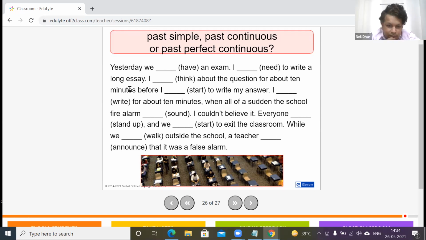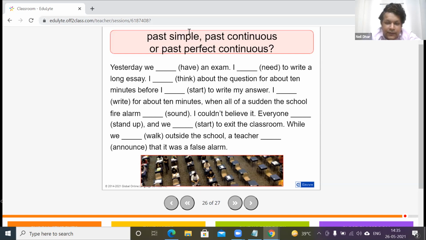Sounded. Yeah. I could not believe it. Everyone stood up and went to exit the classroom. When we walked outside the school, a teacher announced that it was a false alarm. Correct. So only one would be past perfect continuous because it has a duration.